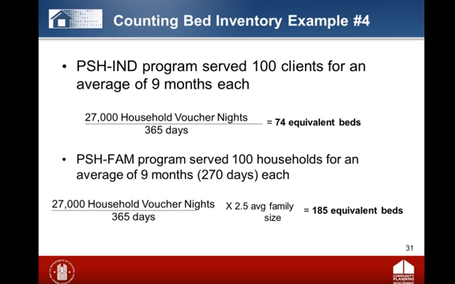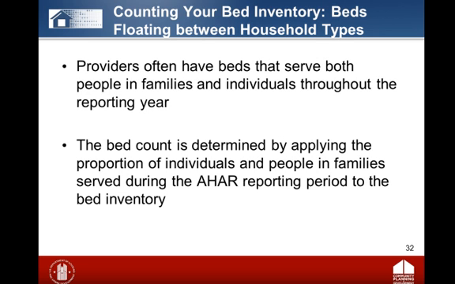Now, if this program were serving families, the process would involve one extra step. If we know that the average family size in the program was 2.5, we get 185 equivalent voucher beds. Providers may have beds that serve both persons in families and individuals throughout the reporting year. In the AHAR, we often refer to these beds as floating between household types. When this occurs, the bed count for each household type should be calculated in proportion to the share of individuals and persons and families served during the AHAR reporting period.